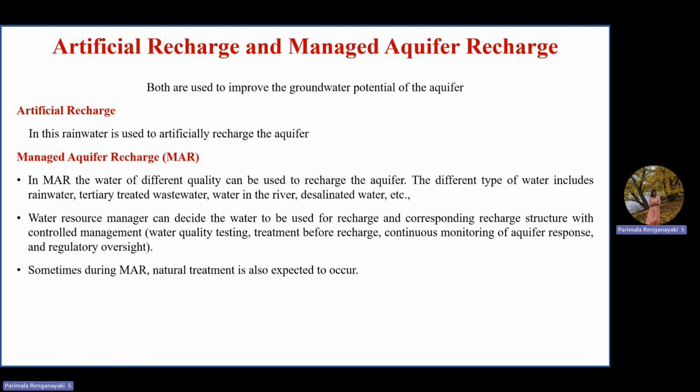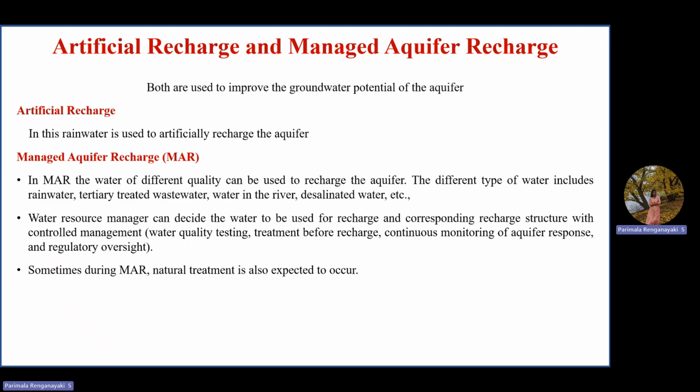Previously, we were doing only artificial recharge. Rainwater is used to artificially recharge the aquifer because whenever it is raining, naturally, the rainwater is infiltrating, percolating, and recharging the aquifer. When we go for artificial recharge, we intentionally catch some of the rainfall from the runoff and then we are recharging it. That is artificial recharge.